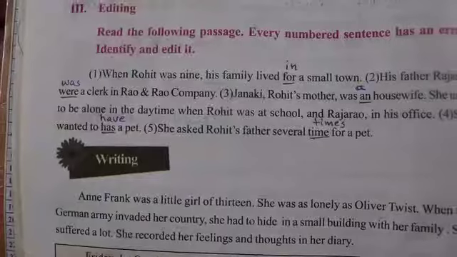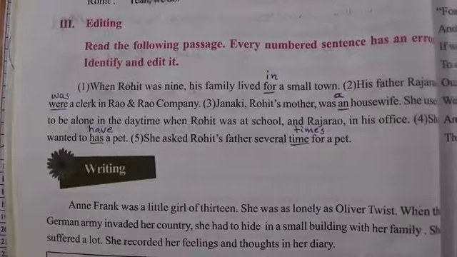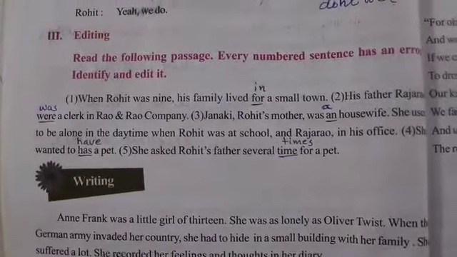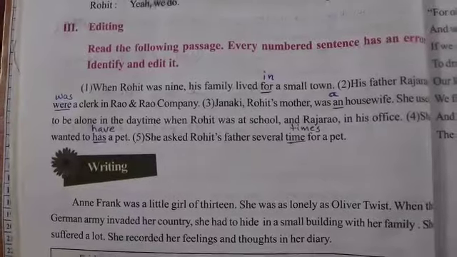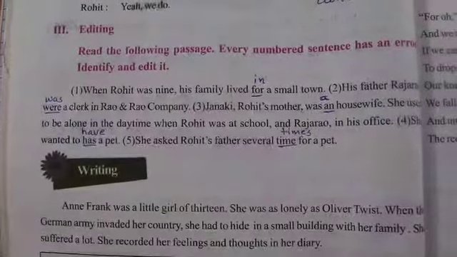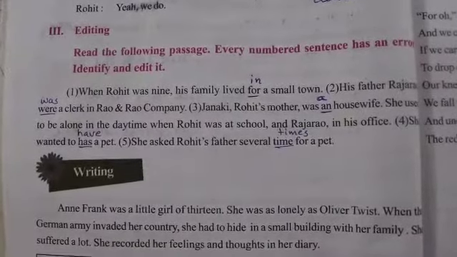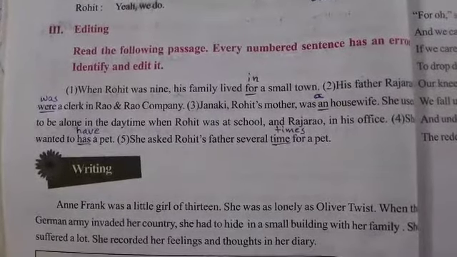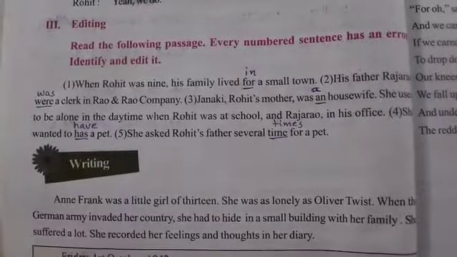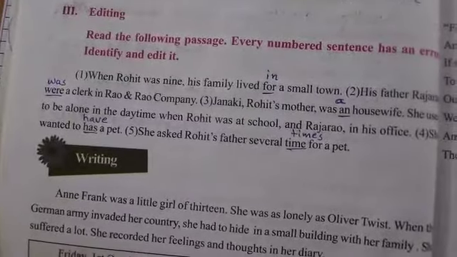She used to be alone in the daytime when Rohit was at school and Raja Rao in his office. She wanted to have a pet. Notice, the word is not has, but it is have. She asked Rohit's father several times for a pet. She asked Rohit's father several times because several is plural, no? It is used for plural words. So that is why times, not time, for a pet. So please write down them.